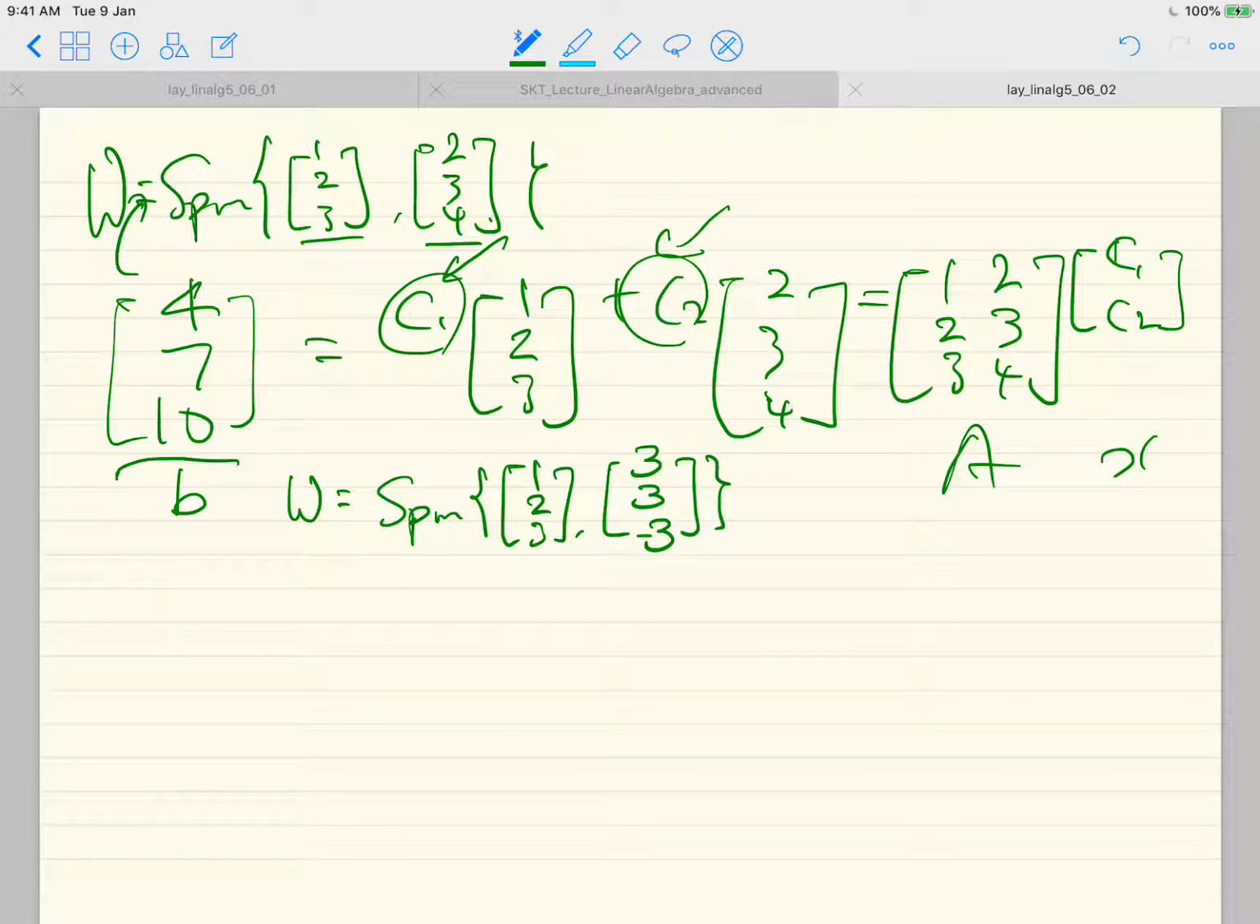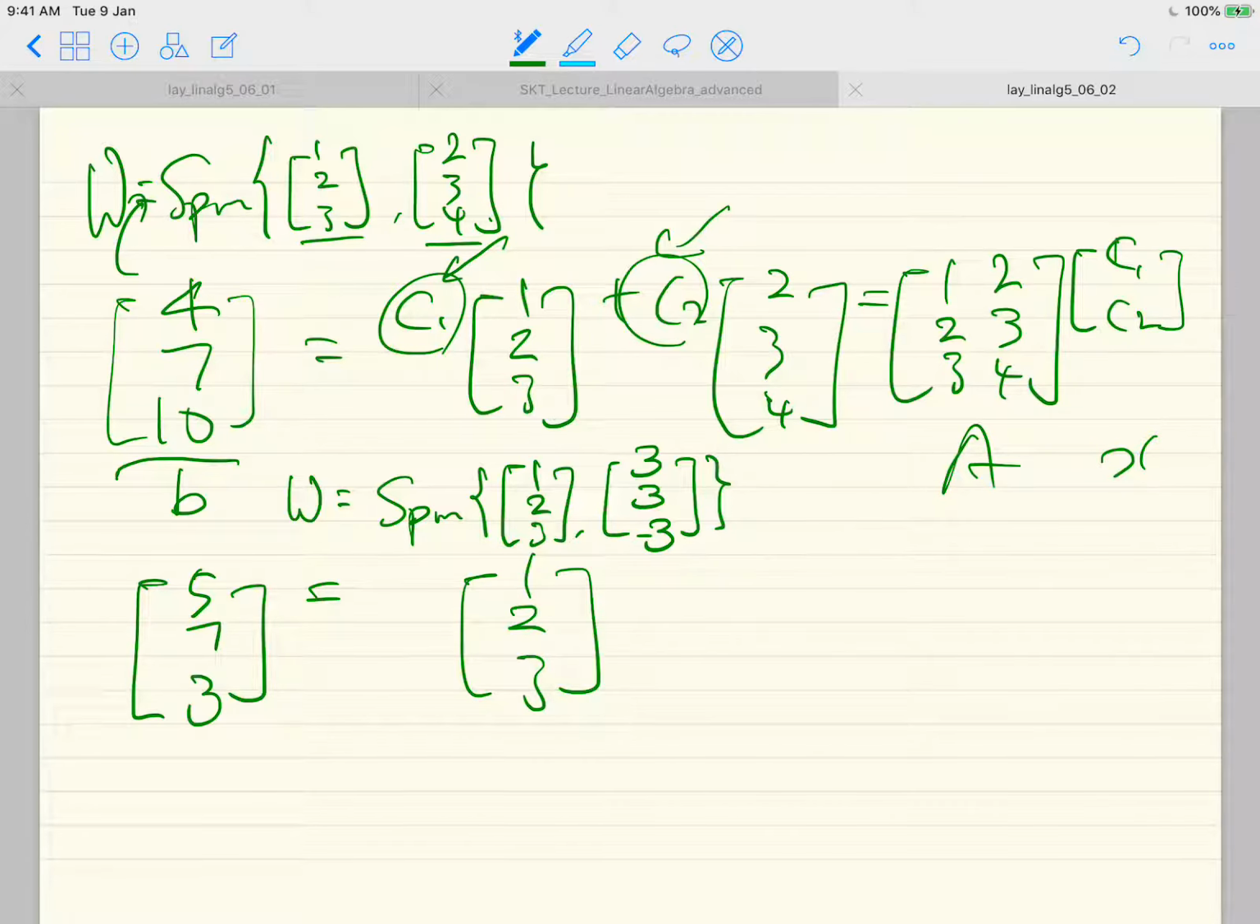So you guys read my mind very well, so I'm going to use the same one. 5, 7, 3. So in this case, still the solution is 2 and 1, right?